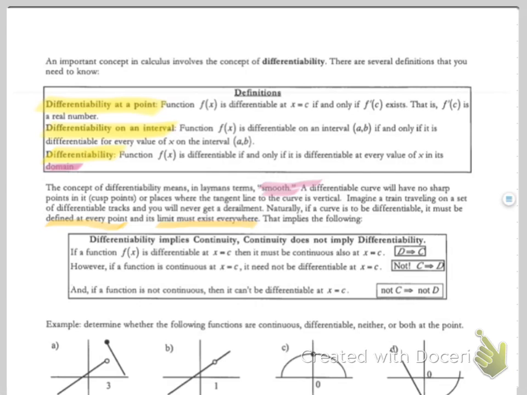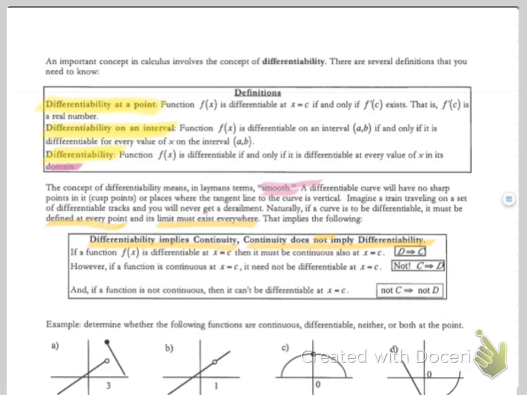Okay, so differentiable. Let's just read this. Differentiability implies continuity. This is very important, and it's very easy to get this mixed up and to think the other way around. So that's why I'm pointing it out. Differentiability implies continuity. Continuity does not imply differentiability. It's not a two-way street.